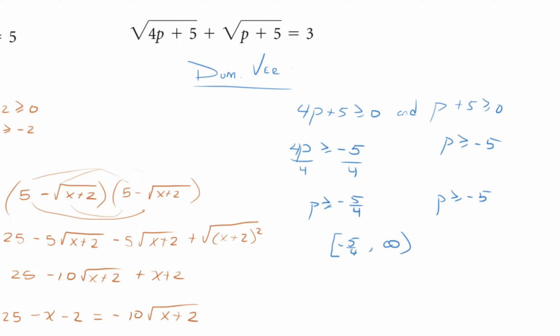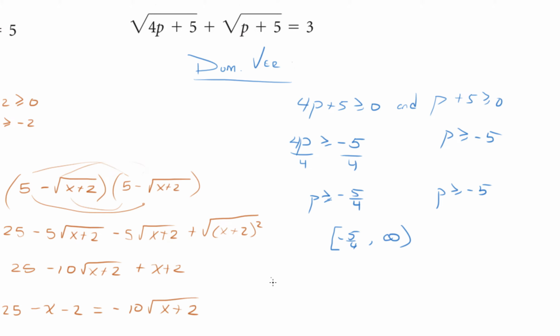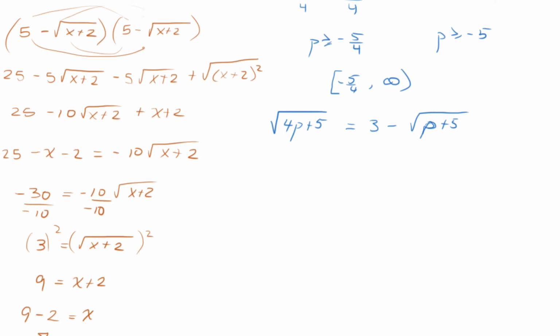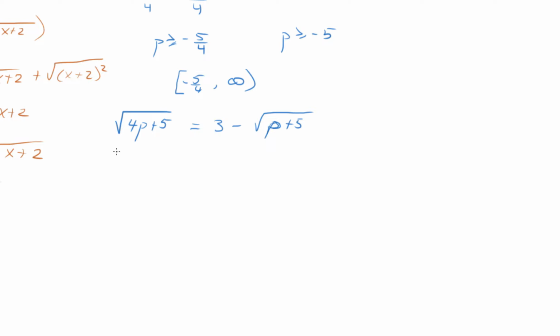Now we solve for one of the square roots. So 4p plus 5 equals 3 minus radical p plus 5. Okay. We square on both sides. So square here. I'm going to rewrite it again. 3 minus radical p plus 5. So the radical cancels with the square.